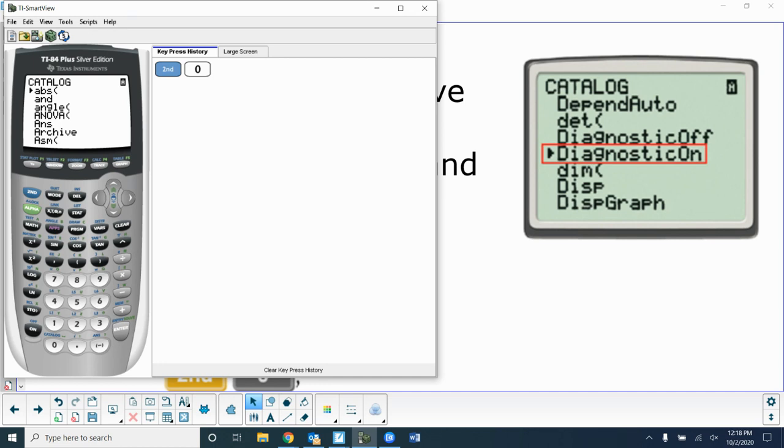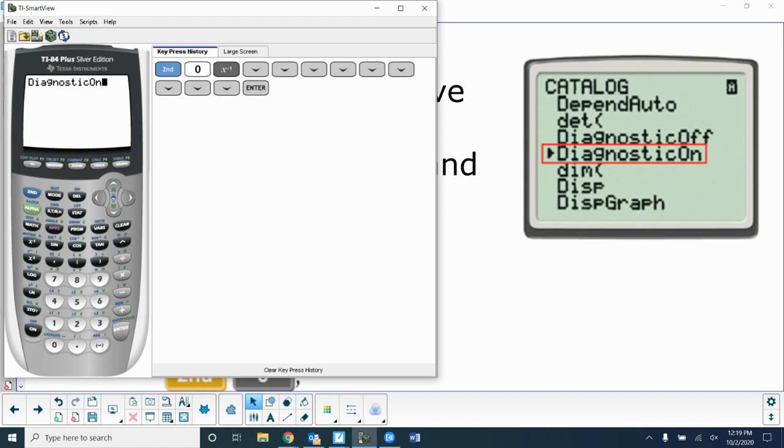So if you look above this button, you see the letter D. If I hit it, it'll jump to the D's in the catalog, so that'll get you there a little quicker. Now hit your down arrow key until you see diagnostics on, which I can see now. This little triangle is telling me that's where my cursor is right now. To turn them on, just hit enter twice. Hit enter, and then enter, and it'll say done. Your calculator now has diagnostics turned on.